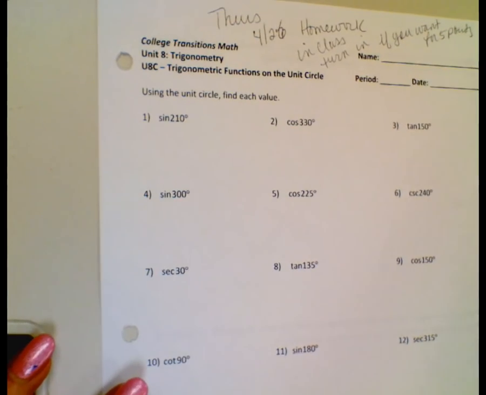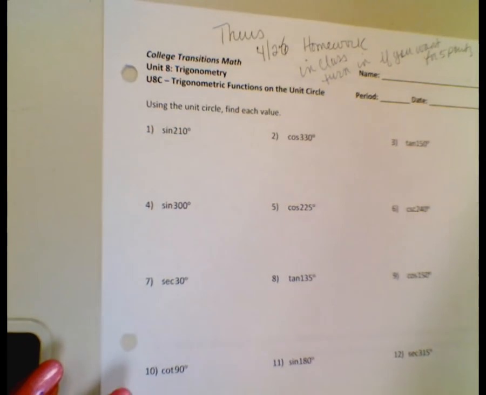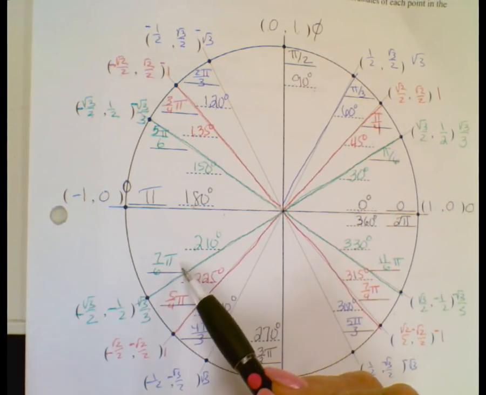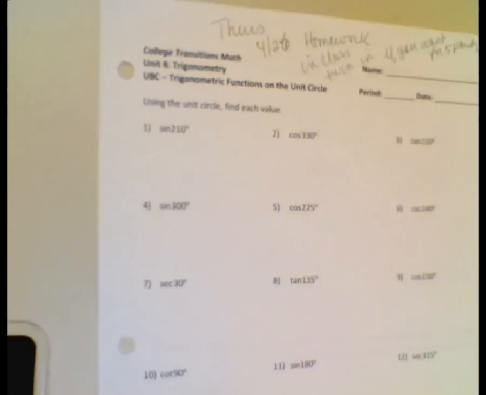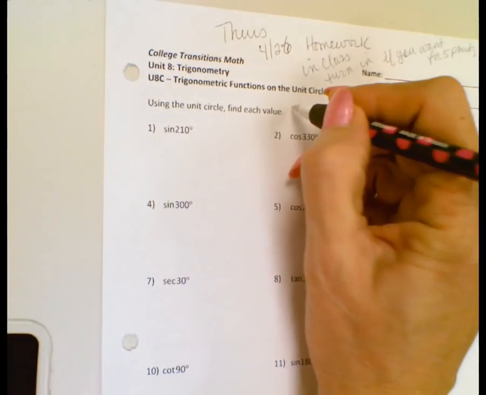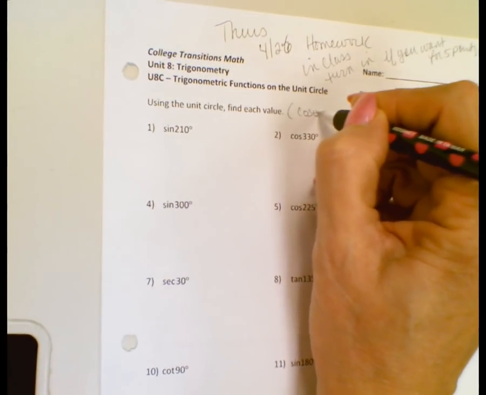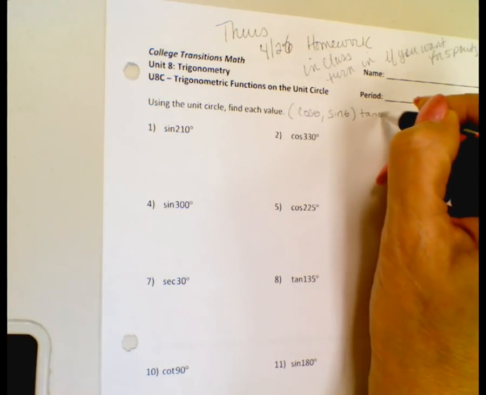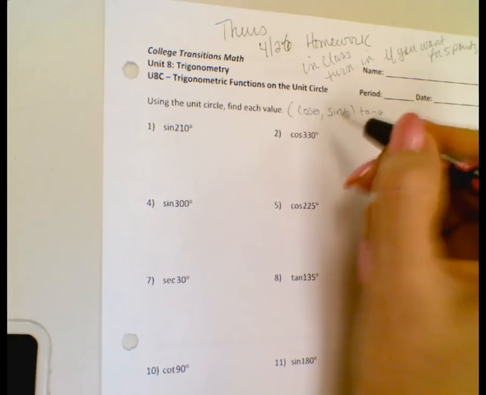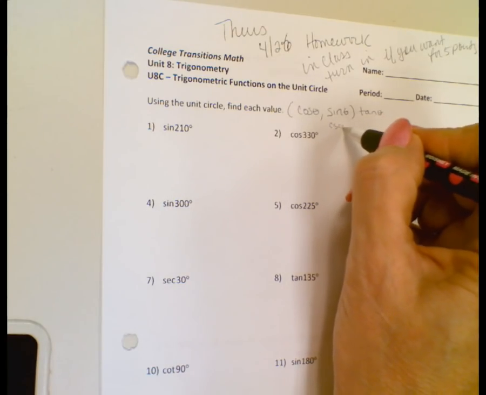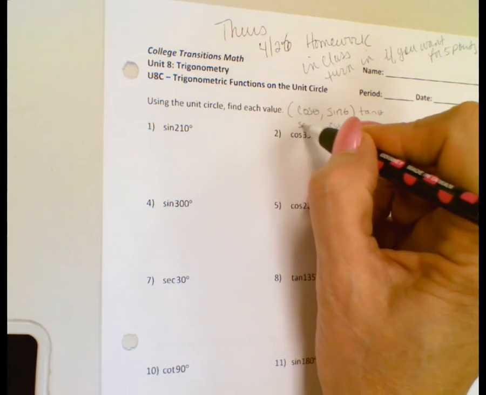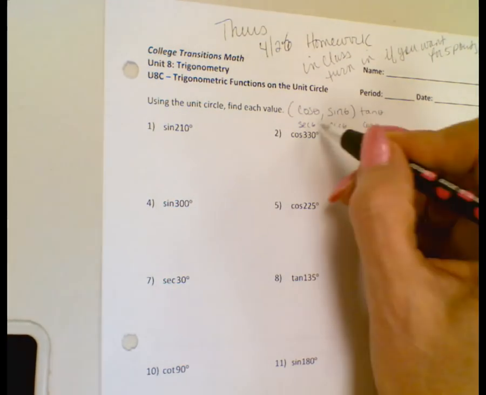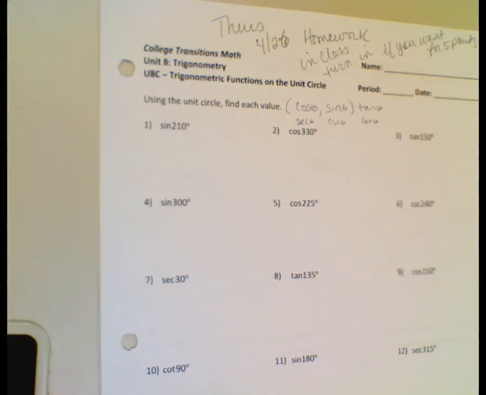So the first one says sine of 210. You guys see it? Sine of 210. Let's find 210. 210 is in green. That's a 30. Let's just give it some things to make it easier for us. The ordered pair is in the format cosine, sine, tangent in this order. If they ask for cosecant, cosecant goes with sine. It's the flip of this one. If they ask for secant, it's the flip of cosine. And if they ask for cotangent, it's the flip of tangent.